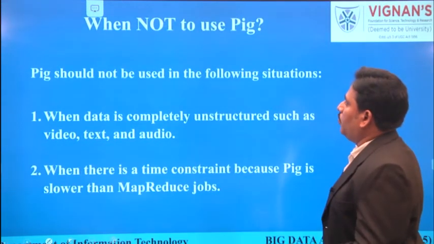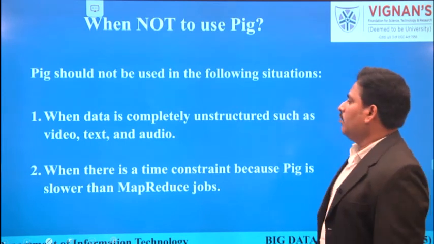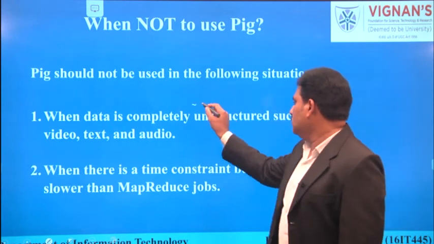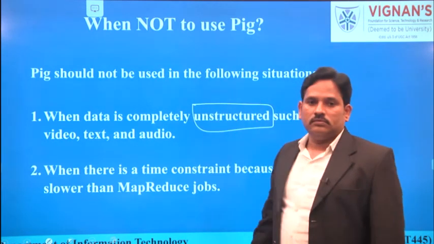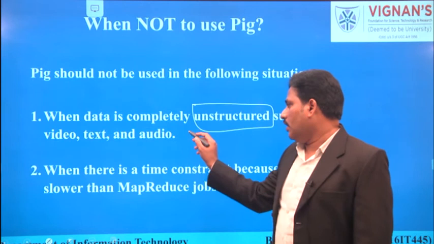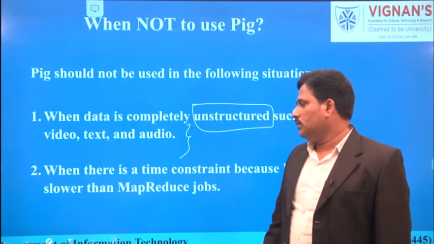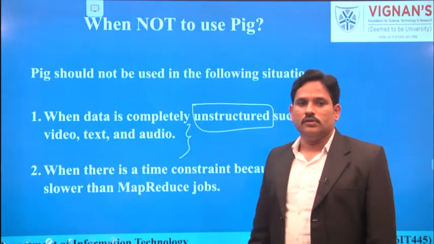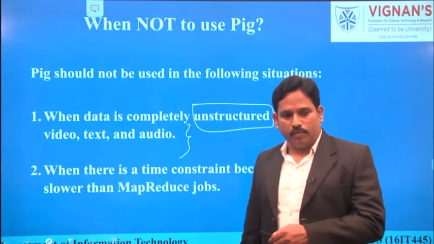And conversely, when not to use pig. Pig should not be used in the following situations. When data is completely unstructured, when the complete data is unstructured, we can't use the pig environment. When there is a time constraint, because pig is slower than MapReduce, in that case also we can't use pig.